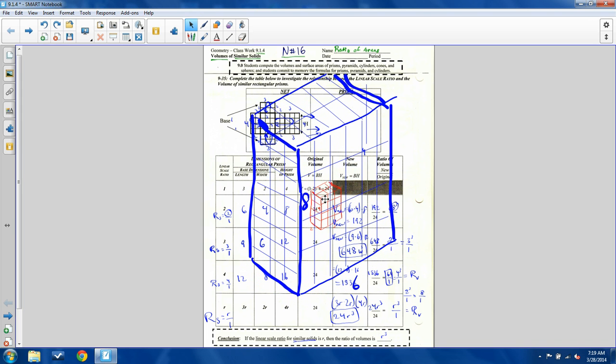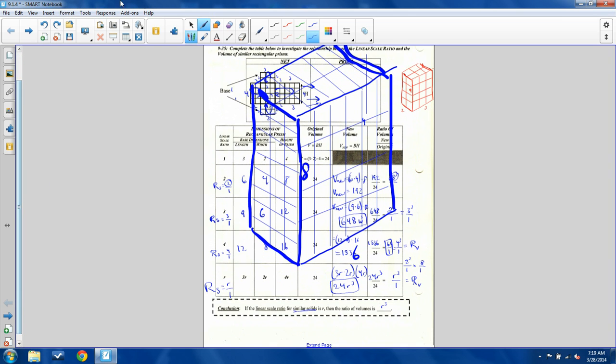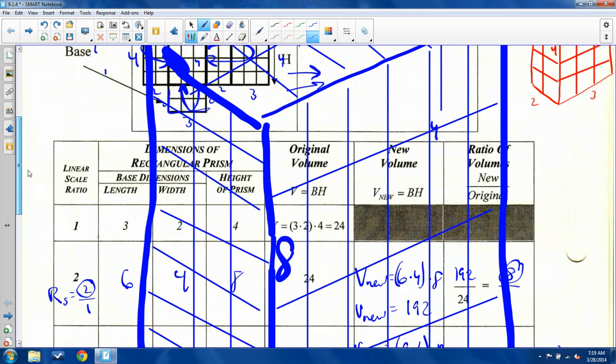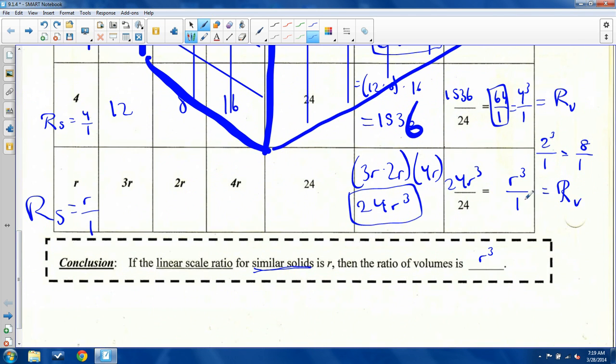It's the cubed amount of whatever your linear ratio is. This is 4 to 1. Really, I should say 4 cubed to 1 cubed for these things, by the way. I'm going to zoom in one more time here, because I want to give you one more example. If your ratio is a fraction, so I'm saying 1 cubed here, which is 1, so it works.